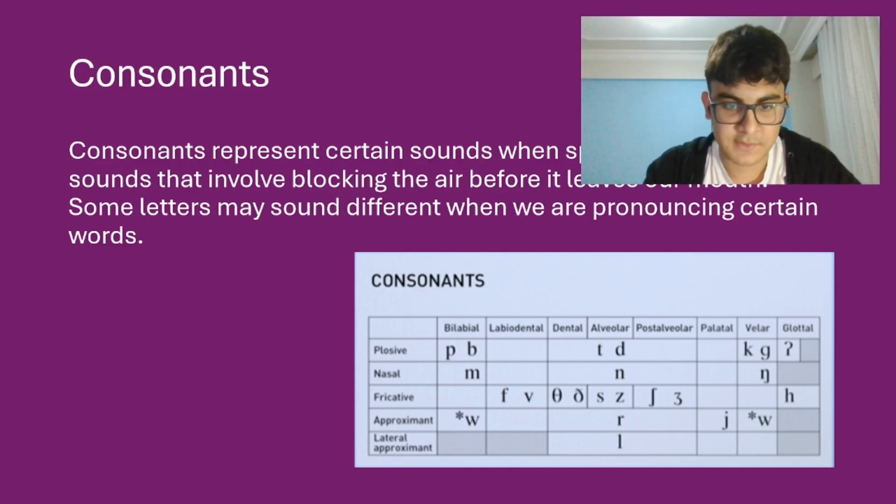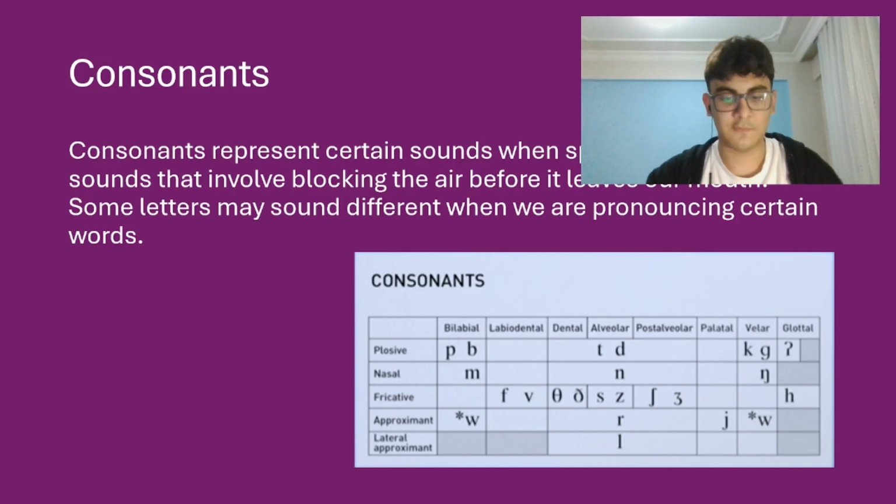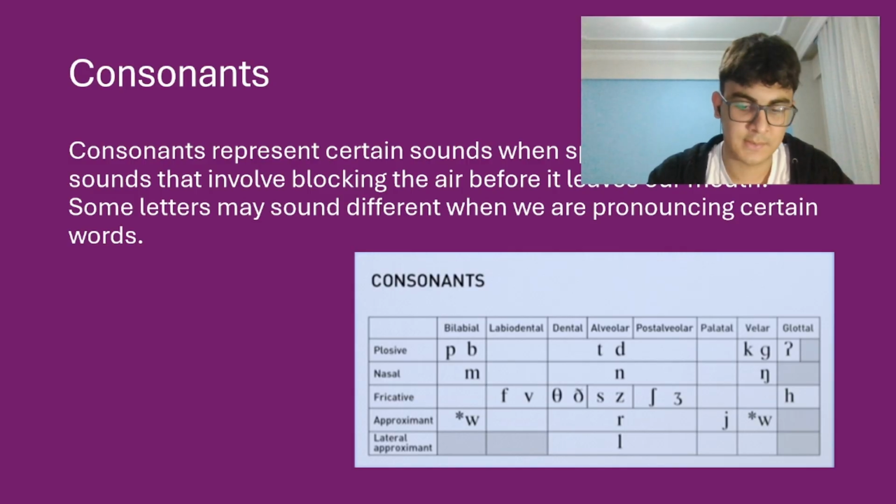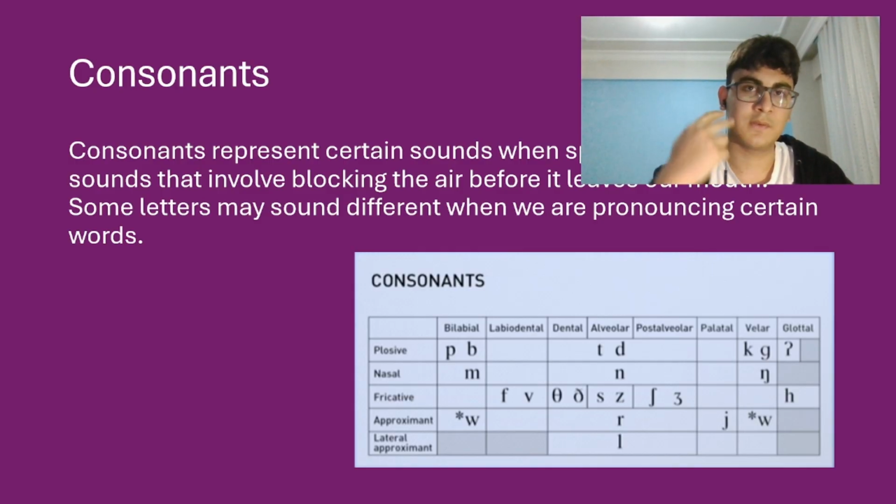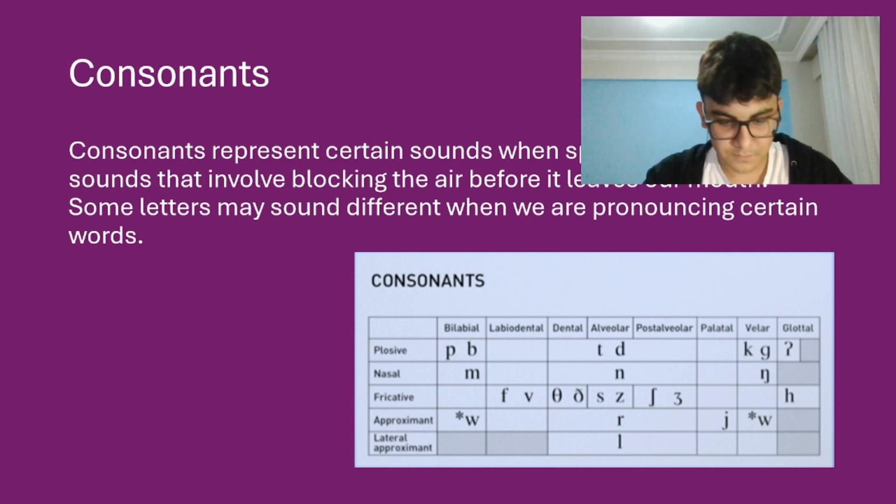There are plosive consonants which involve blocking the vocal tract in a way that all airflow from our throat ceases. There are nasal consonants which involve the nasal cavity, getting the sound from the back of our nose up in the upper part. There are fricative consonants which involve squeezing air through a small gap in our mouth.